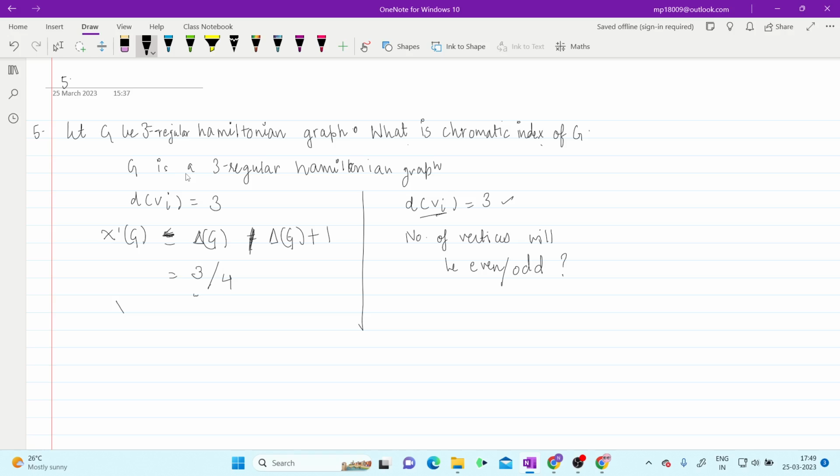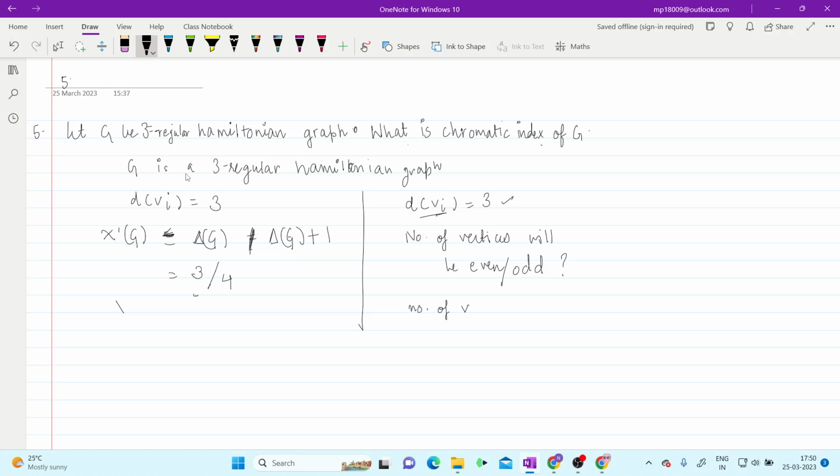Because the degree is even, ma'am. Yes, why will it be even? The number of degrees is always less than the number of vertices. Is less than the number of vertices minus 1, ma'am. Oh, that is not true. The number of odd vertices will be even, ma'am. Yes, that is fine.